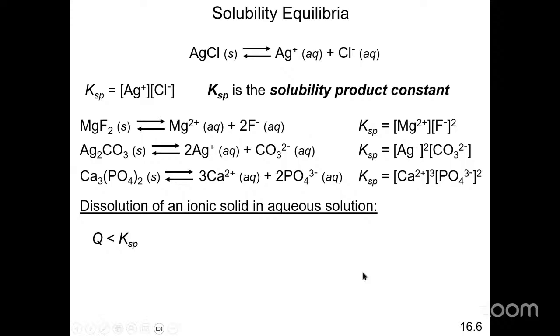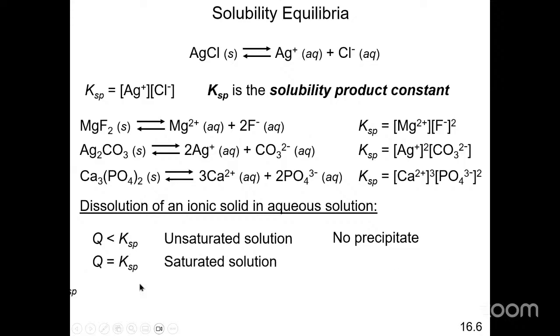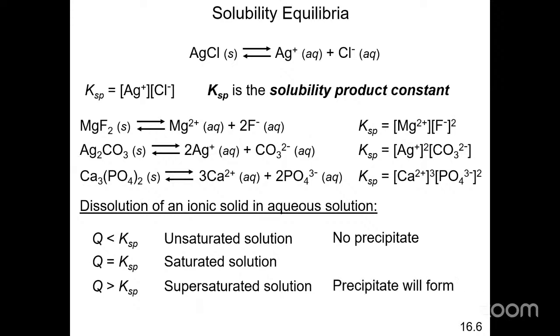And it all depends on comparing Q to Ksp. Now, Q is the reaction quotient. If you remember what that is, it's basically products over reactants at any time. In this case, it's simply the concentration of the products multiplied by each other, and you compare it to Ksp. Now, if Q is less than Ksp, then we're talking about a solution which is unsaturated. So therefore, you will not see any solid being formed in that situation. Now, if Q is equal to Ksp, we're talking about a saturated solution. And if Q is greater than Ksp, then we're talking about a supersaturated solution, which will eventually result in the formation of a precipitate, all right?